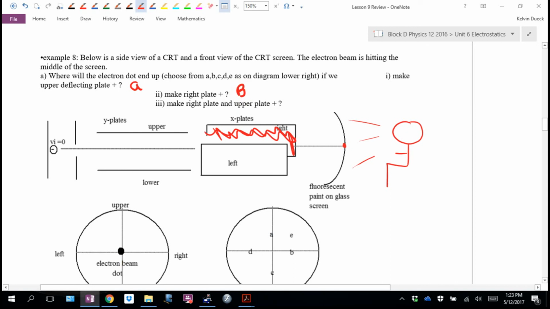What if I turn both plates on at once? Where will the electron end up? E?